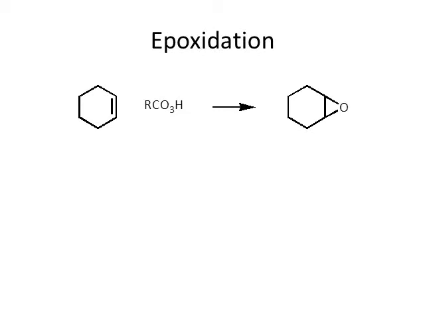Epoxidation is a very similar reaction. Notice it also makes a 3-membered ring. But in this case, the 3-membered ring isn't just 3 carbons, it's 2 carbons and an oxygen. So if I start with an alkene, and I treat it with a peroxy acid, we'll get to what that is in just a moment, I will make an epoxide. Epoxide is the name of a 3-membered ring comprised of 2 carbons and 1 oxygen.